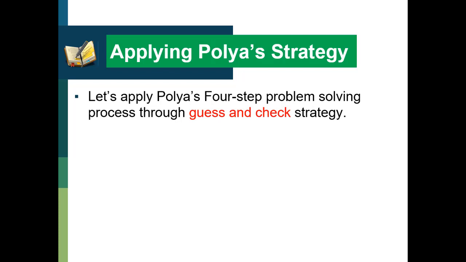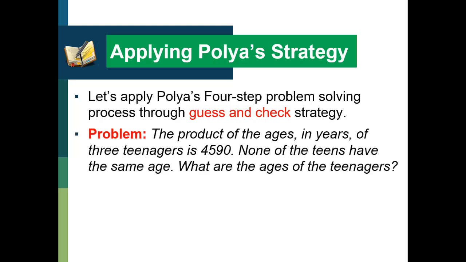Let's try to apply Polya's strategy. In this first problem, we will use the guess and check strategy. But still, we'll be following Polya's 4-step problem solving process. Here's the problem. The product of the ages in years of 3 teenagers is 4,590. None of the teens have the same age. What are the ages of the teenagers? So we can solve this problem using guess and check.